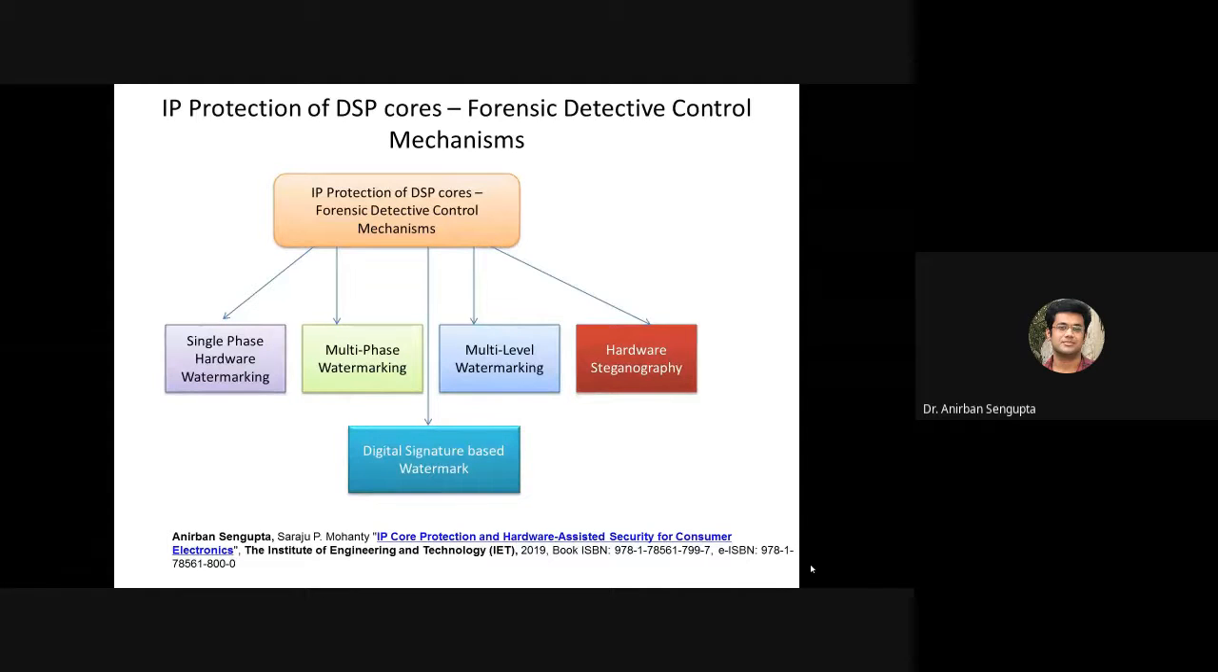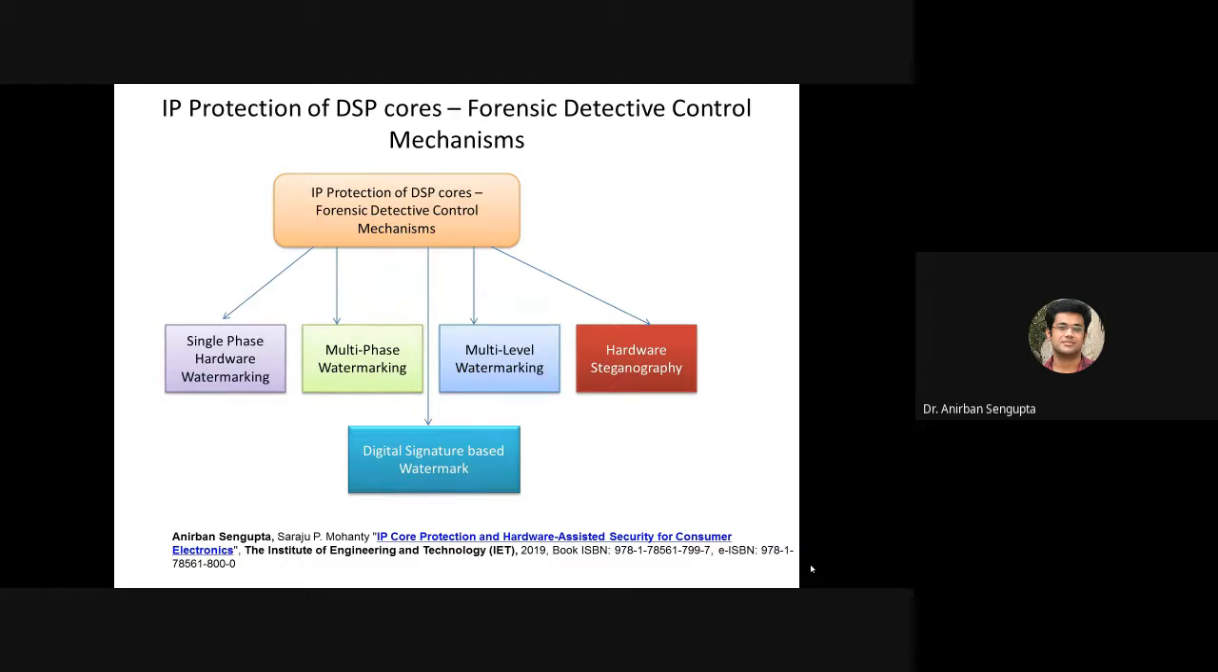Now let me talk a bit on the other branch of hardware security, which is also called IP core protection, and is often more popularly known as forensic detective control techniques. What these techniques do is that instead of providing prevention of the attack, they actually provide detection. If there is any sort of malicious activity that has happened, it can detect the malicious activity.